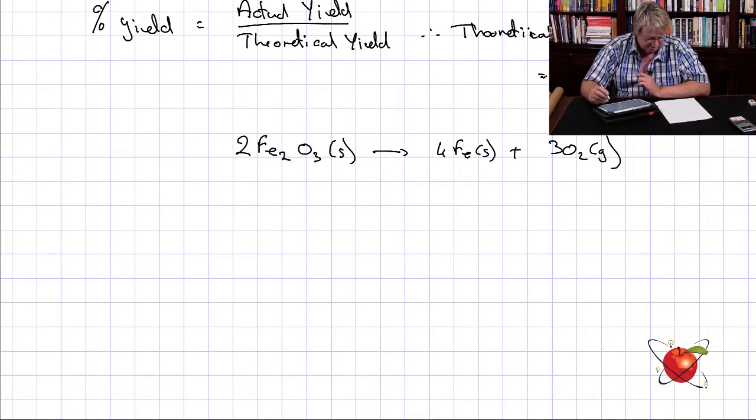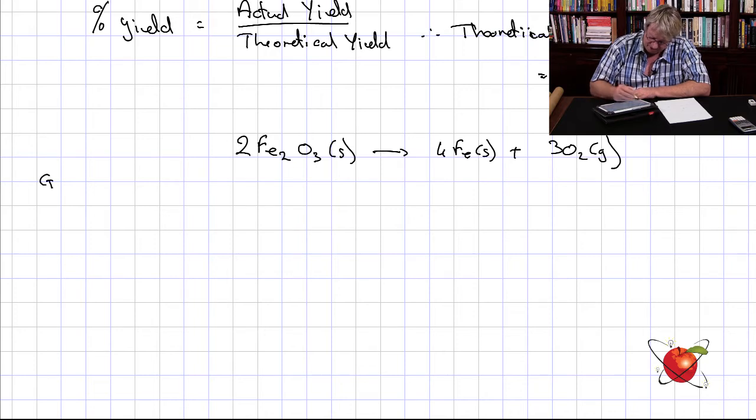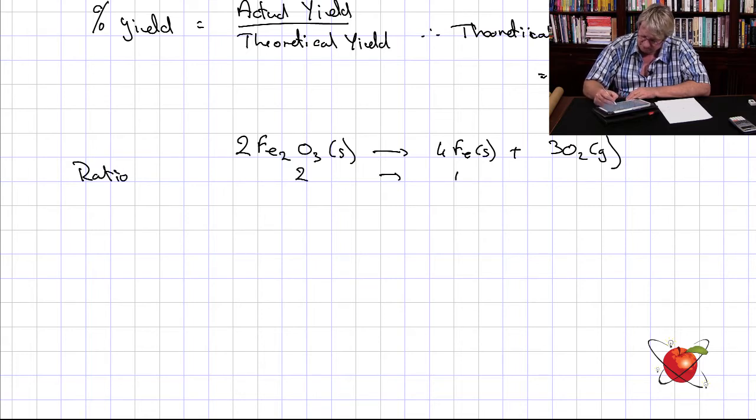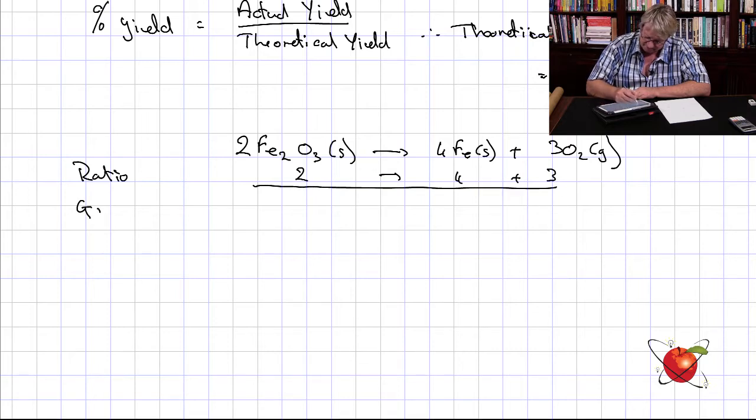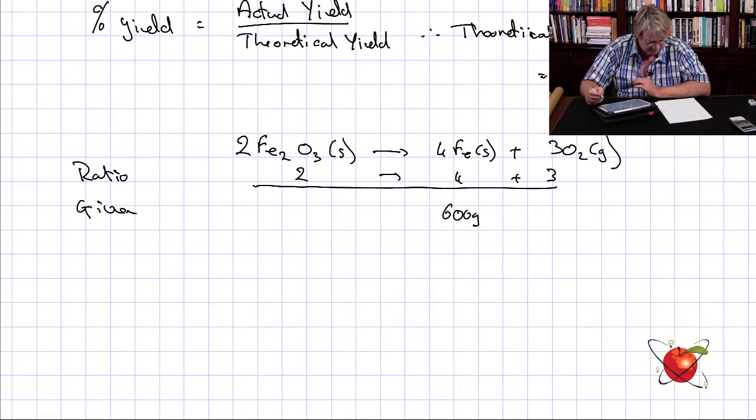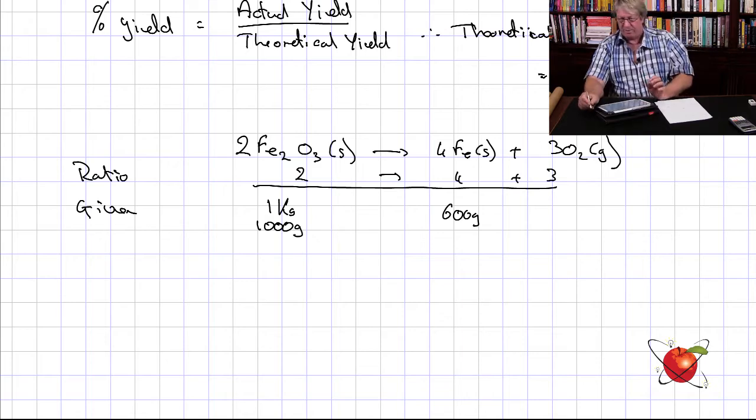Now, what they say to us here, if we end up with 600 grams, let's find out. Let me put in my ratio first. Let's put in the ratio over here. This is 2, giving us 4 and 3. Let's draw a line under that, and let's put in what we are given. What we're given is we end up with 600 grams of solid iron. Calculate the percentage, and they've told us that we started off with 1 kilogram, which is 1,000 grams. We always put them to grams. So let's now go forward.